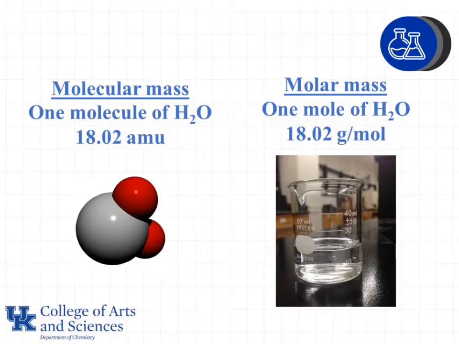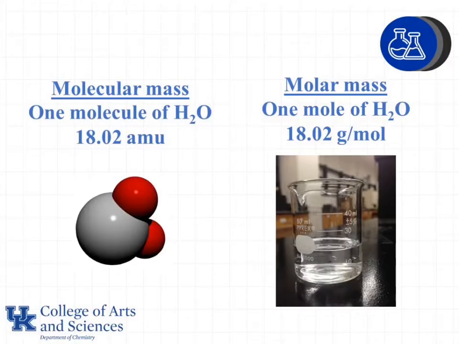Sometimes we'll hear the term molecular mass instead of molar mass. While these two values both have the same number, they have different units and a different meaning associated with them. The molecular mass is the mass of 1 molecule of water. So if we were able to isolate a single molecule of water, it would have a mass of 18.02 AMU. Remember that AMU stands for atomic mass unit, and it has a very small mass, about 1.6 times 10 to the minus 27 kilograms each.